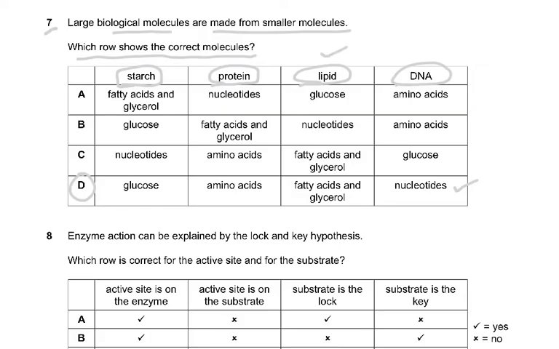I would say, okay, let's look at lipids. Lipids are made up of fatty acids and glycerol, so this could be correct or this could be correct. Proteins are made of amino acids. These are both correct. These are all wrong. Then starch is not made of fatty acids. It's made of glucose. Yes, this could be correct. It's not made of nucleotides. It is made of glucose. So that is why the answer is D.